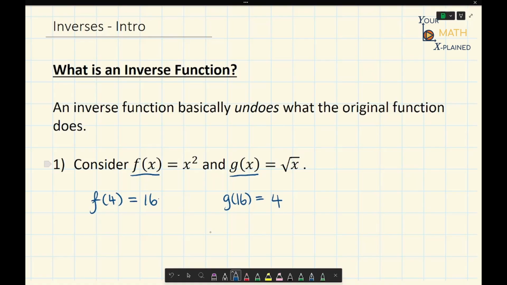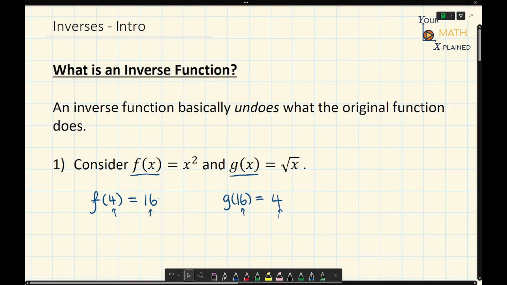So you see, what's happening here is that it's reversing what happened in the first function. Because we had our original input, which is 4, we put it into f and we got 16. And then we took the output and used it as input for our second function, and we got our original input back as the output. So therefore, the functions f and g are inverses of each other. In other words, if a function takes an input and gives an output, then the inverse is going to take that output and return you back to the original input.